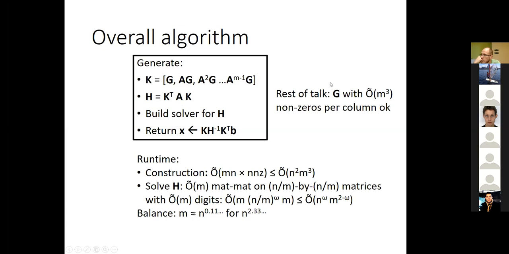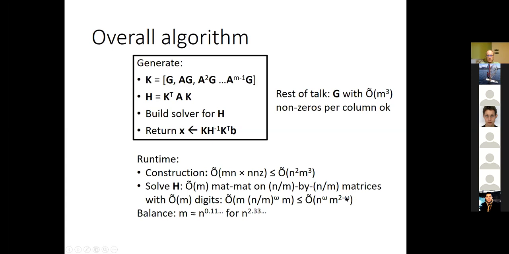So the runtime of this, in the rest of this talk, I will show that G with about m cubed nonzeros per column is okay. So the runtime comes out to about n squared m cubed. Solving H essentially comes out to m of these matrix operations involving n over m by n over m matrices. And each of them have about m digits. So it comes out to m times n over m to the omega times m, which is about n to the omega times m to the 2 minus omega.